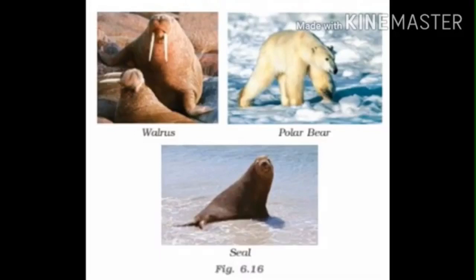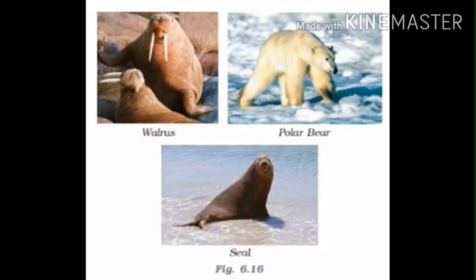Last topic is tundra vegetation. This type of vegetation is mainly found in the northern polar regions. Clear children?